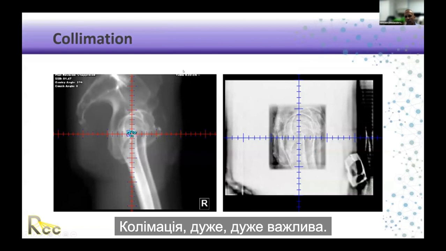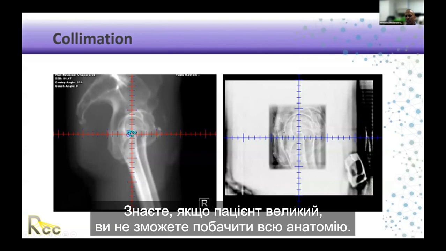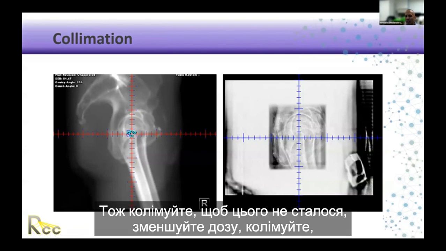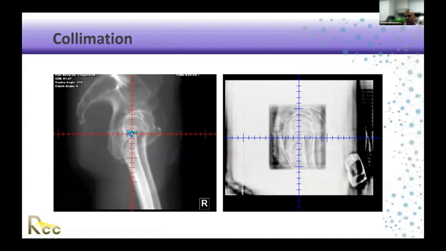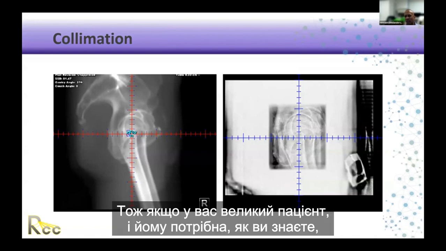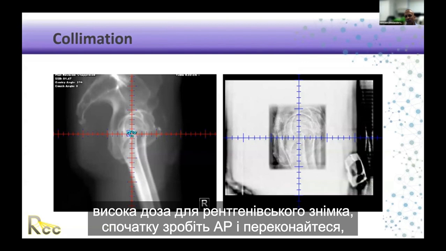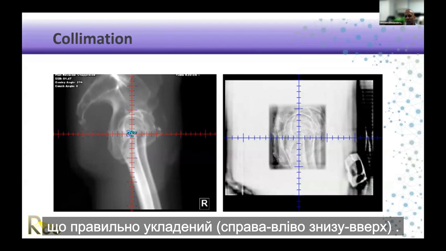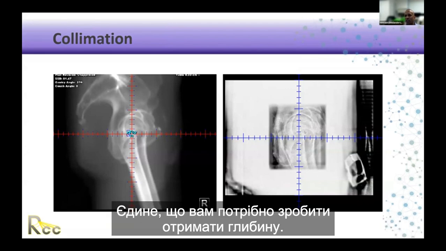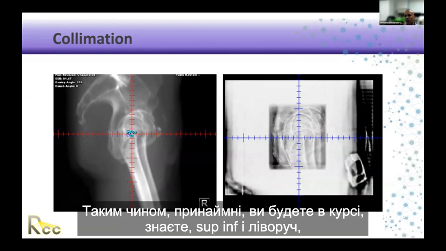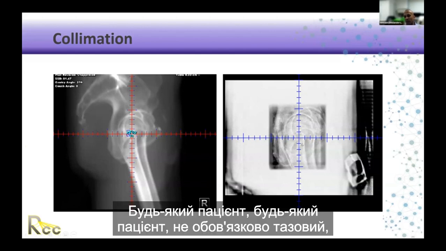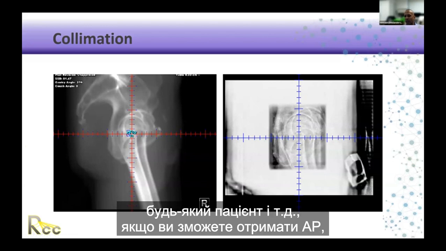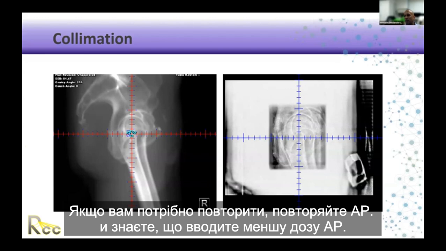Collimation is very, very important. If the patient is big, you won't be able to see this anatomy. So collimate, so you lower your dose and don't have to repeat it again and again. If you have a big patient and it needs a high dose to X-ray, do AP first. And make sure you get your left and right in and out. The only other thing you want to do is a lateral just to get your depths. That way you are at least right on superior-inferior and left-right, and posterior, so that makes it easier for you. Start with AP. Any patient, not only pelvis. If you get the AP, it's not going to get that much dose. If you have to repeat, you repeat your AP with less dose.